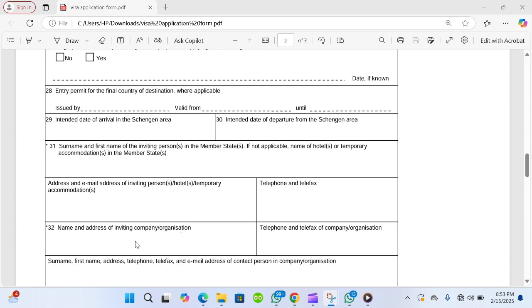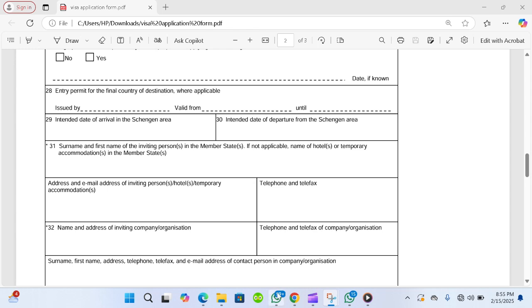Number 32, name and address of the inviting company or organization. Here you write the name of your school and the address of your school. For example, University of Lisbon, you write it here, or University of Porto, you write it here. Telephone and telefax of the company or organization. You provide the phone number of your school here. Maybe the phone number of someone they can reach in your school, just provide the phone number here.